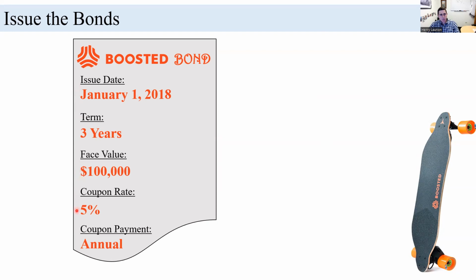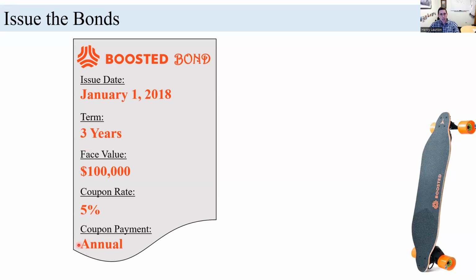Then each year that goes by during the bond contract, Boosted Board is going to make coupon payments, or regular interest payments, of 5% of the face value. So they're going to make $5,000 coupon payments each of the 3 years under the bond contract, and those coupon payments will be made annually.